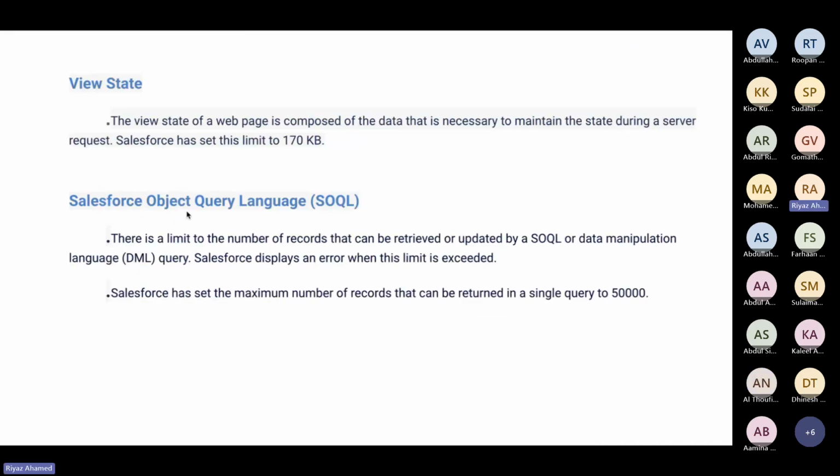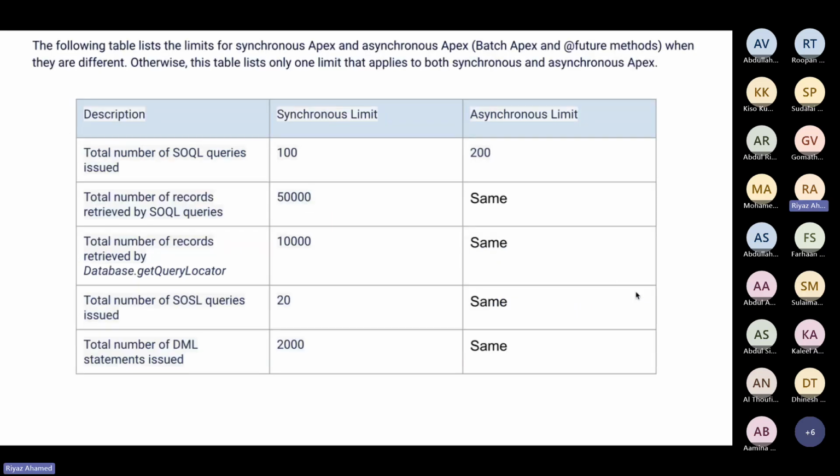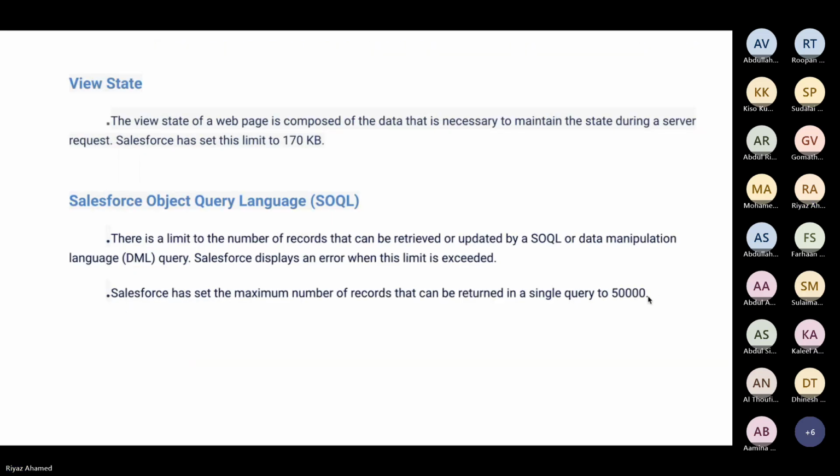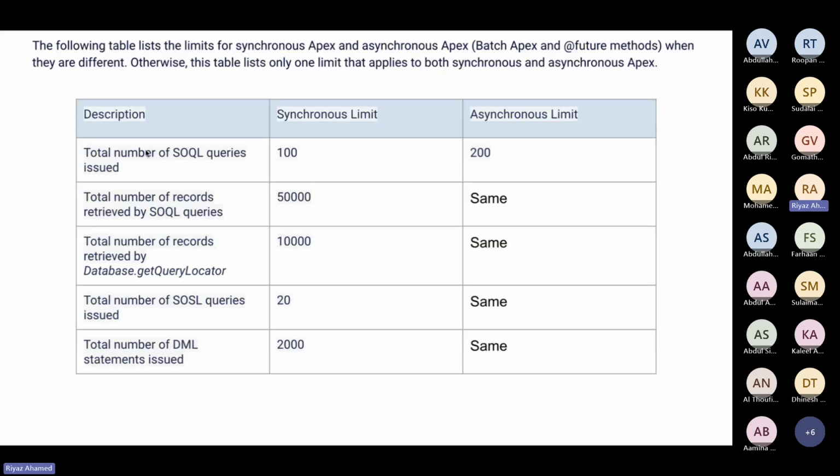Next is Salesforce Object Query Language, the SOQL query. For a single select query, we can get up to 50,000 records, correct? For the total number of SOQL queries issued, synchronous is 100. If you go with asynchronous, it is 200. This is the difference between synchronous and asynchronous.